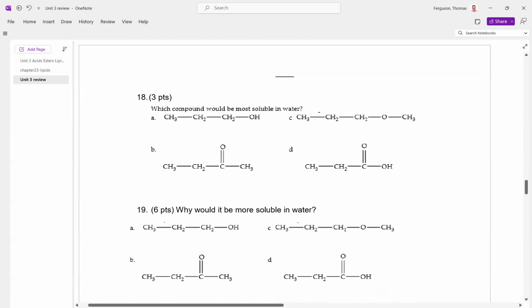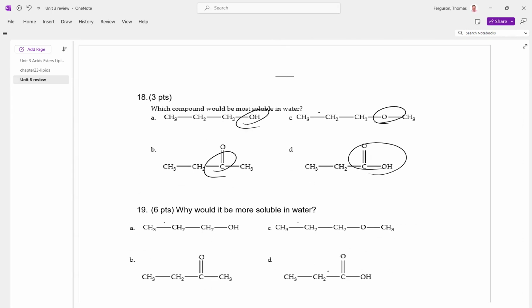Okay, which compound can be the most soluble in water? Okay, let's look at this here. This is an acid, ether, alcohol, ketone. Which would be the most soluble? It's going to be the acid. Then the alcohol. And then the ether and ketone would be about the same.